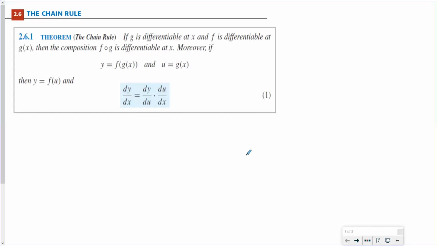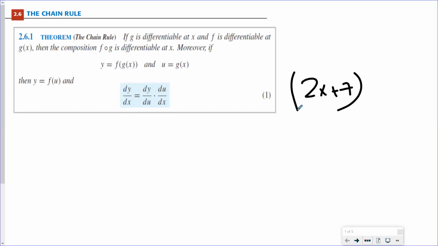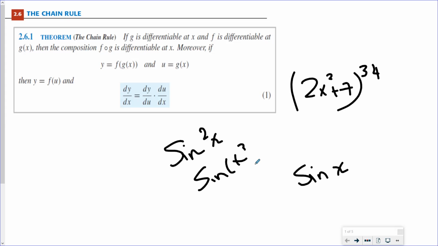So our lesson today is chapter 2, lesson 6, the chain rule. Now, in the previous lessons, we learned how to find the derivative of 2x, 2x plus 7, or 2x squared plus 7. Today we will learn how to find the derivative of (2x squared plus 7) raised to the power 34. Or we learn how to find the derivative of sine x. But in this lesson, we learn how to find the derivative of sine squared of x or sine x cubed. These complicated functions, we will learn how to find their derivative by using the chain rule.